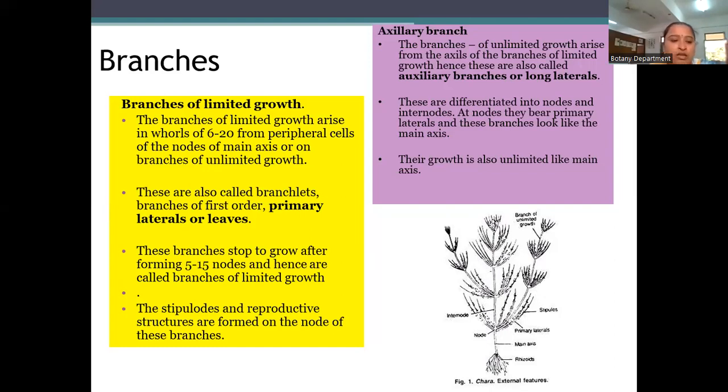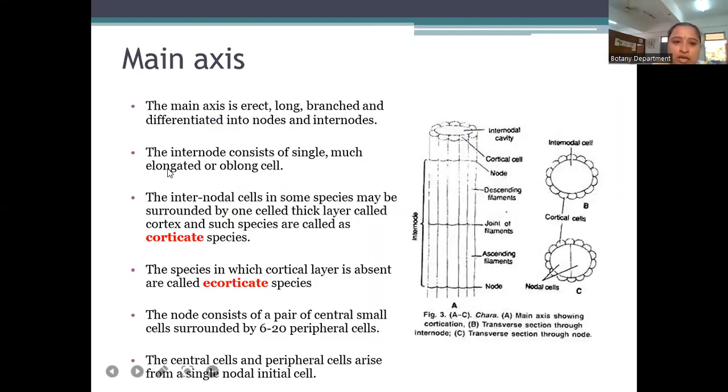What are the branches of limited growth? Here are nodes and internodes, which I already explained. This part is the internode and this is the node part. In between two nodes is the internodal part. In the internodal part, three-layered cells surround the internodal cells in some species, surrounded by a one-cell-thick layer called cortex. Such species are called corticate species. The cortical layer is absent in ecorticate species.